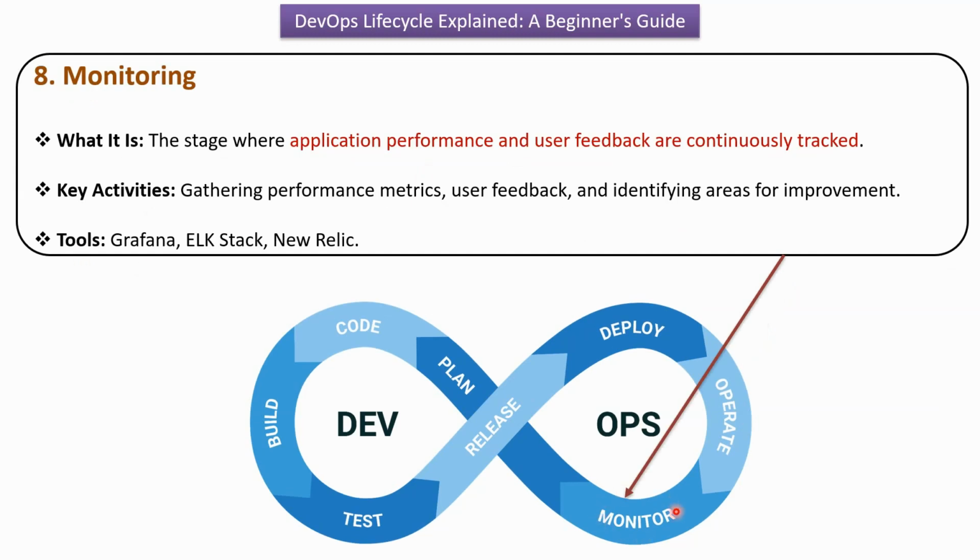The eighth stage is monitoring. In this stage, application performance and user feedback are continuously tracked. Key activities involved are gathering performance metrics, user feedback, and identifying areas for improvement. Tools used are Grafana, ELK Stack, and New Relic.